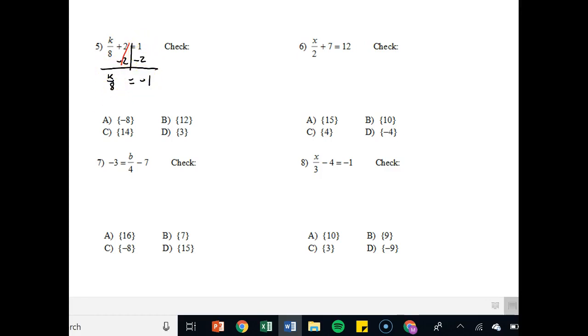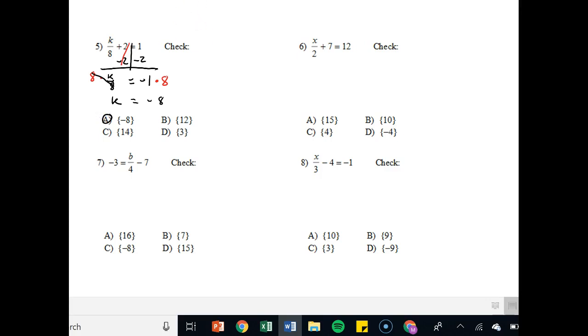Now I see division, so therefore I multiply both sides by 8. These cancel out here because 8 times k is 8k, divided by 8 is just 1, so we just say k is equal to negative 1 times 8 is negative 8. Right, so A is my answer.